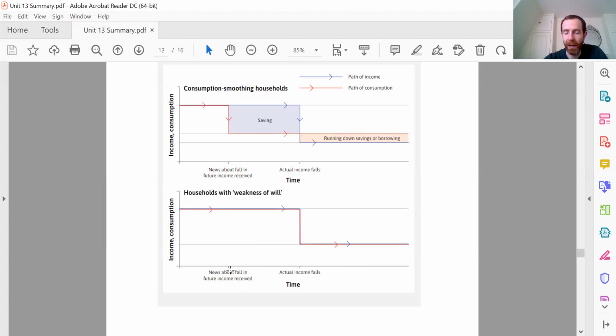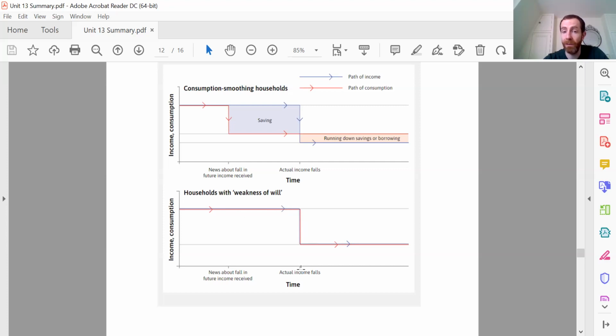They get this news and maybe they want to start saving, but they just can't quite bring themselves to actually do it. They're just like, well, maybe I'll start tomorrow. Tomorrow I'll start saving. Tomorrow I'll make sure that I've got some money for the future, but they just never do it. They can't quite hold themselves to the plan. And so they get the news and they never reduce their level of consumption.